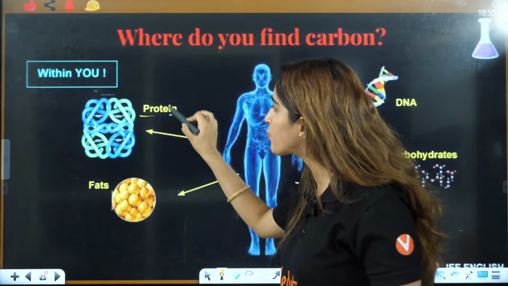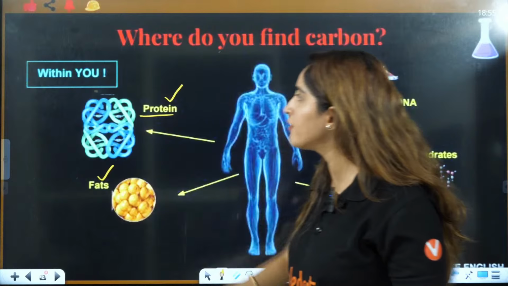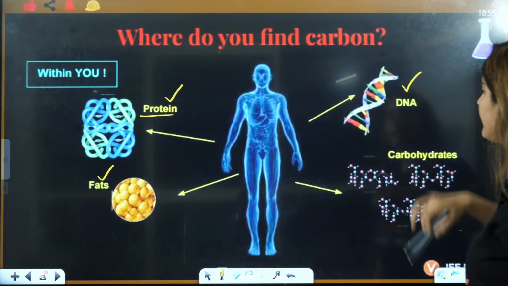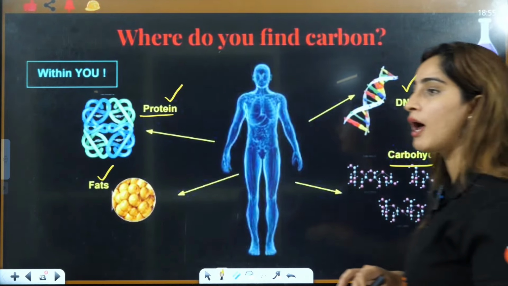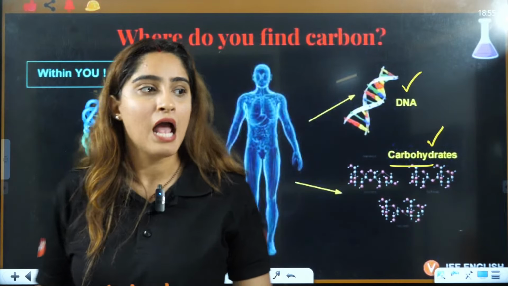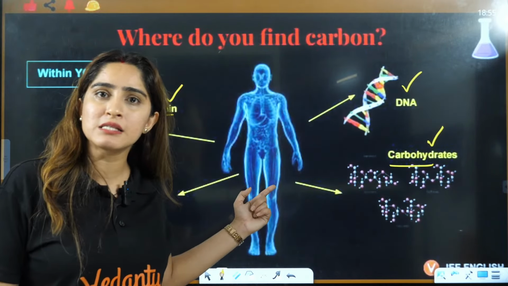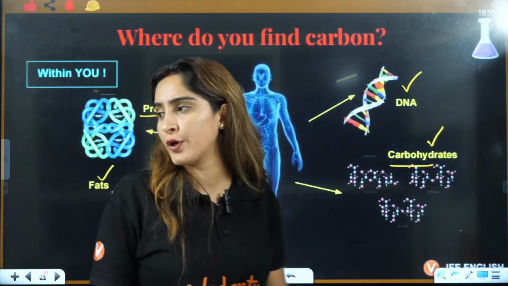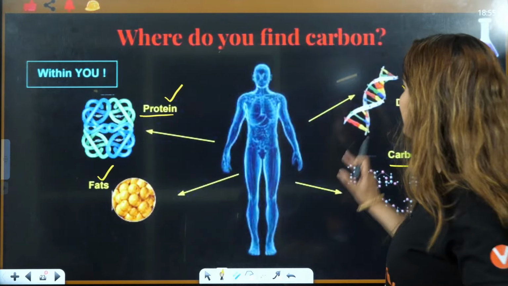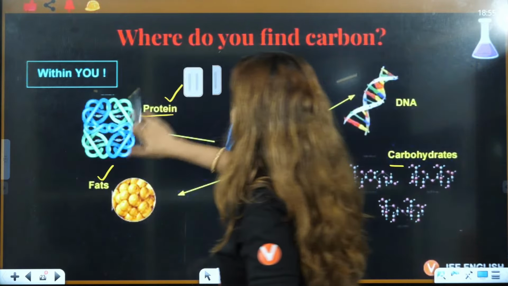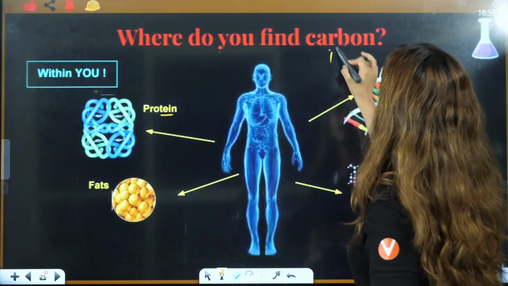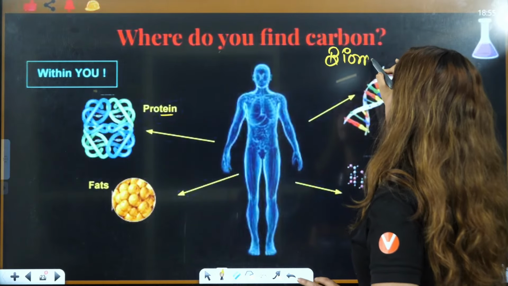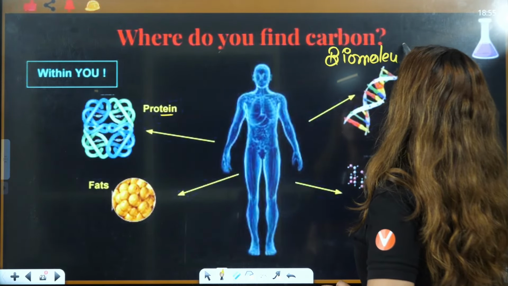Carbon is there in proteins. Carbon is there in fats. Carbon is there in DNA. Carbon is there in carbohydrates. And ma'am, are we going to see this? Ma'am, are you going to teach this in class 11th or 12th? Yes, I am going to teach this. Can you name the chapter? The chapter will be biomolecules. It is a different chapter, biomolecules.